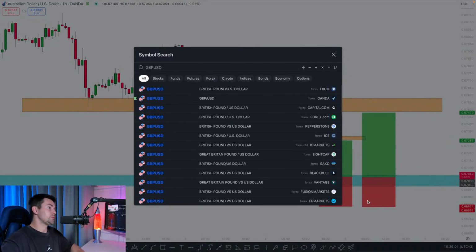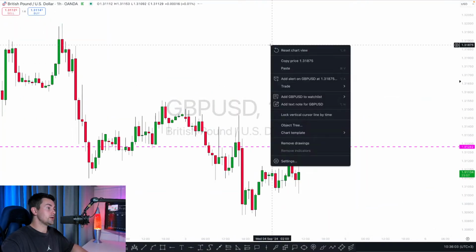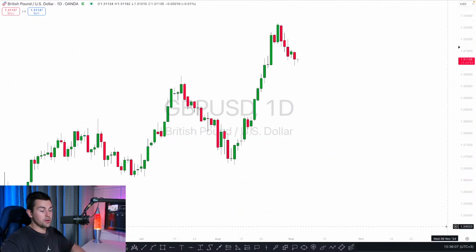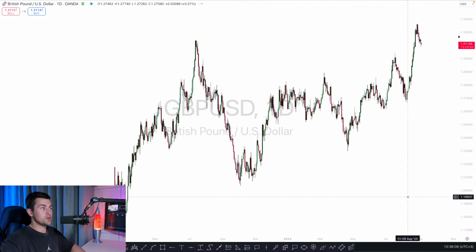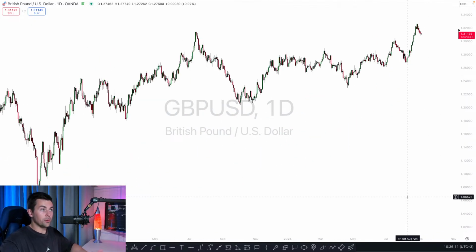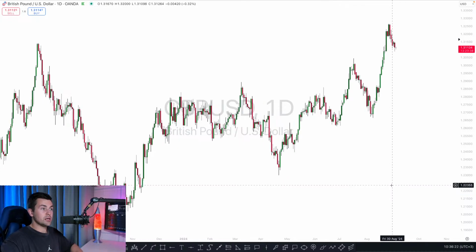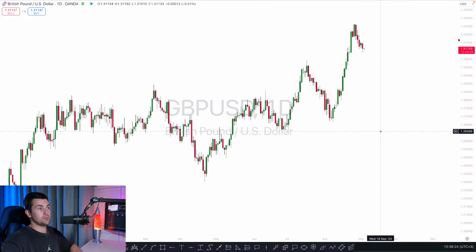For now, pound dollar. Pound dollar looks very peculiar to me. Again, starting with the daily, what we see on pound dollar here: a clear bullish trend, right? The market is strongly bullish. We are trading in a strong bullish trend. Now, what else can we spot here in pound dollar?